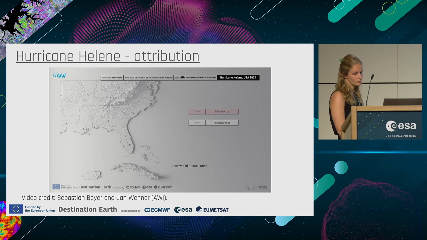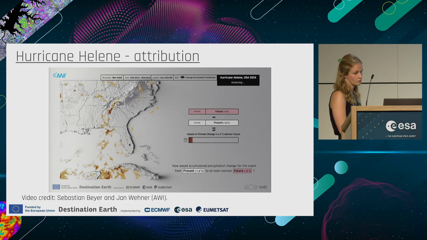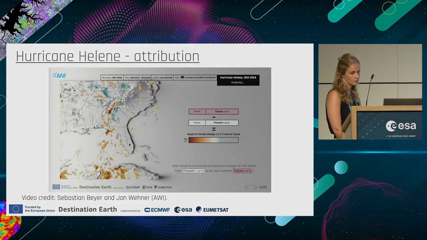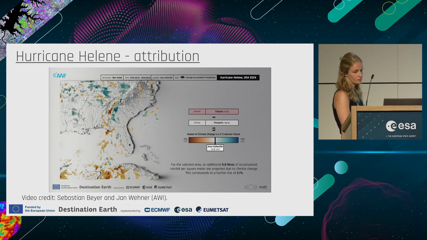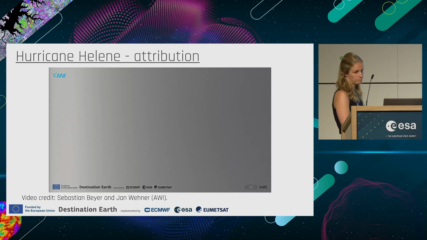Now, how would accumulated precipitation change for this event from the present to an even warmer future? For the selected area, an additional 5.8 litres of accumulated rainfall per square metre are projected due to climate change. This corresponds to a further rise of 2.1%.